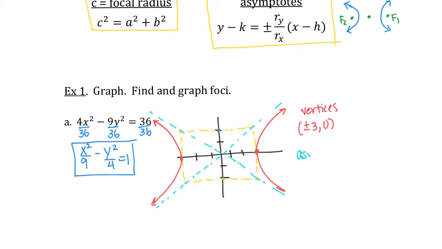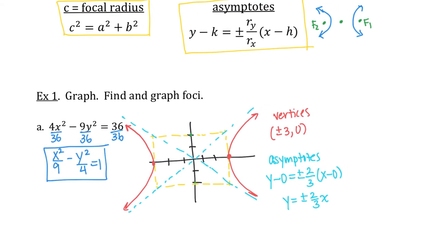I'm okay with you leaving it in point slope form or in slope intercept form, or whatever appropriate form you can think of. So in point slope form, y minus 0 equals plus or minus the y radius is 2, x radius is 3, over x minus 0, which again is the same as plus or minus 2/3 x, which is completely consistent with our graph. Up 2/3, down 2/3.